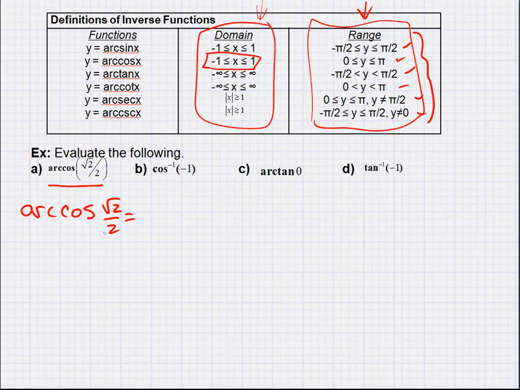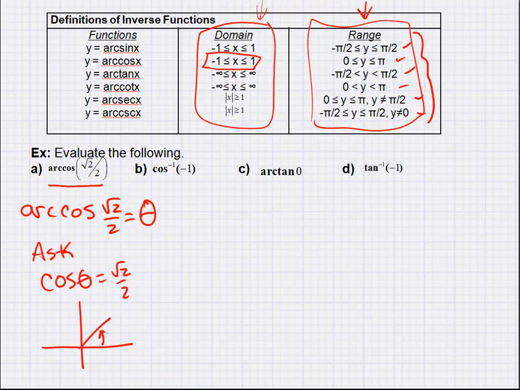Alright, so now what's the answer? Well, the answer is going to be some angle. And the way I come up with that angle is I got to ask, the cosine of some angle gives me square root of 2 over 2. What angle would that be? Well, if you look at your unit circle, pi fourths. Pi fourths would be that angle for which the x coordinate is square root of 2 over 2. So this angle is pi fourths.